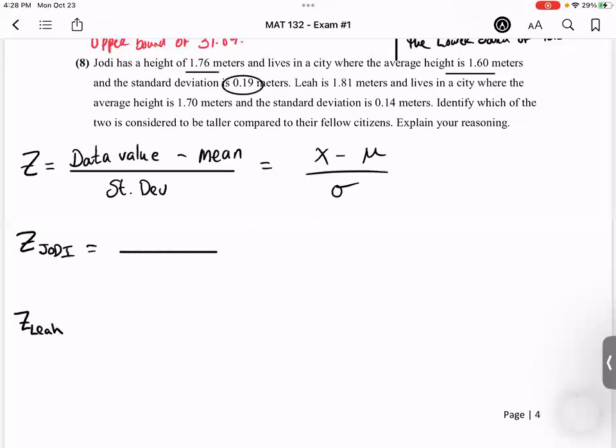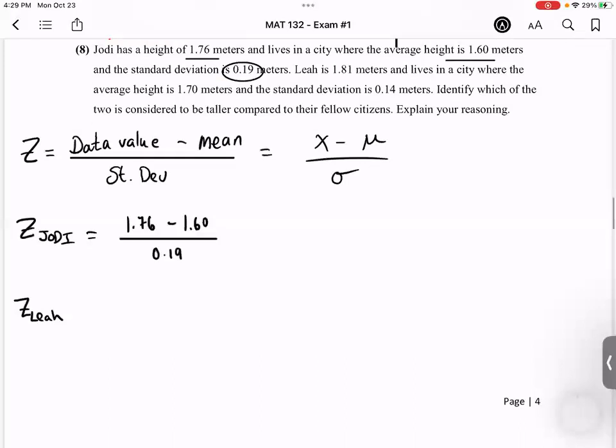Okay, so the average height is your mean. That will be 1.60, so that goes minus 1.60. Her height is the actual data value, which is x. So it's 1.76 divided by your standard deviation of 0.19. On the other hand, for Leah, she had a height of 1.81. So that's my x. The average height was 1.7. And the standard deviation was 0.14.